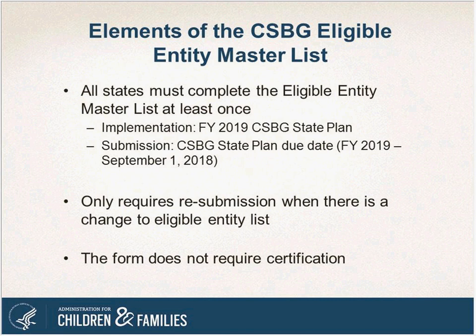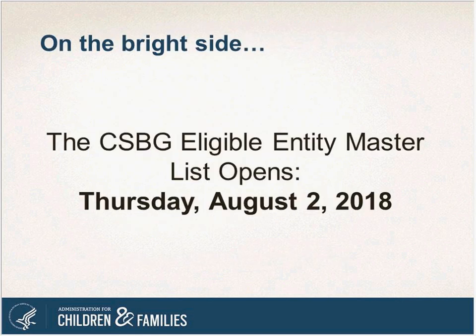All states must complete the eligible entity master list at least once. It will be implemented for the fiscal year 2019 CSBG state plan. The CSBG state plan is due September 1st, 2018. Resubmission is needed when there is a change to an eligible entity, and it does not require authorized official certification. The CSBG eligible entity list opens Thursday, August 2nd, 2018, 3 days from today.